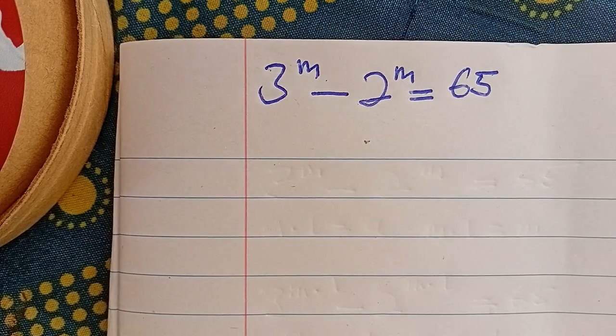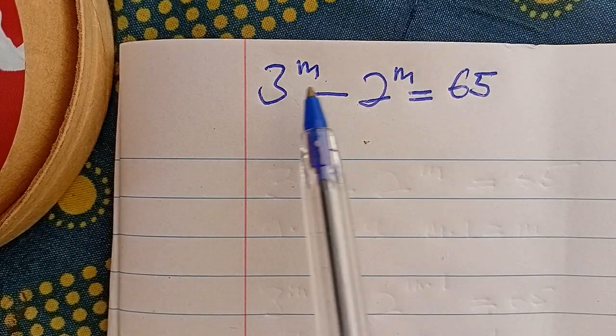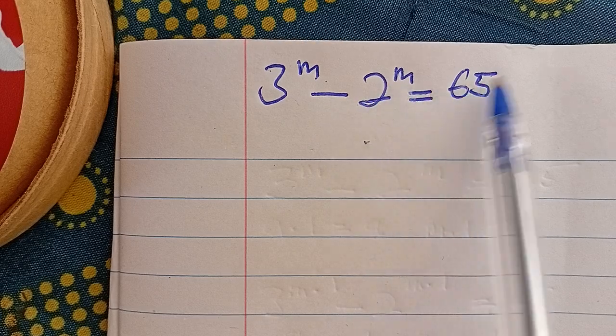All right, so let's solve this question. Okay, so you're having 3 exponent m minus 2 exponent m is equal to 65.